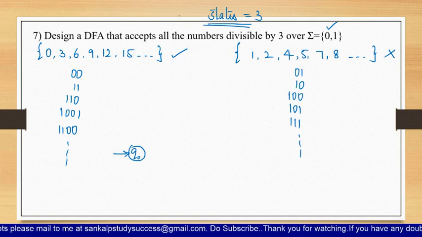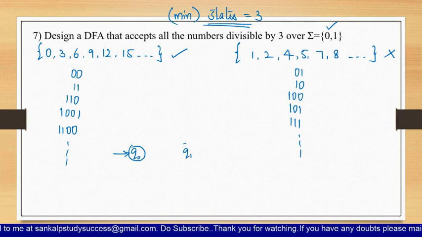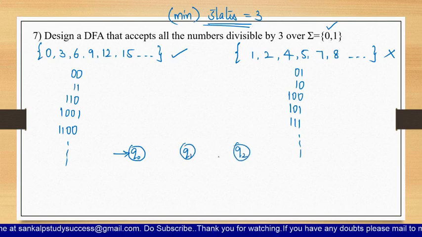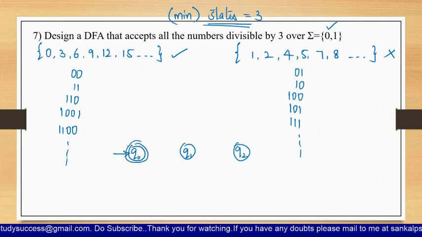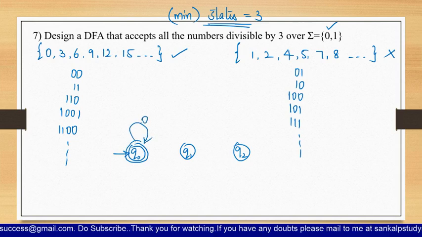Minimum number of states, this is minimum. So let us take Q0, Q1 and Q2. Now any number of zeros are accepted, right? That means if you make this Q0 as the final state and if you take a self loop with 0, then it is accepted, right?